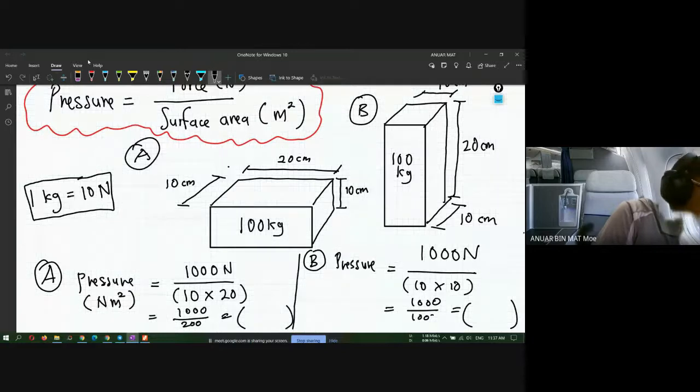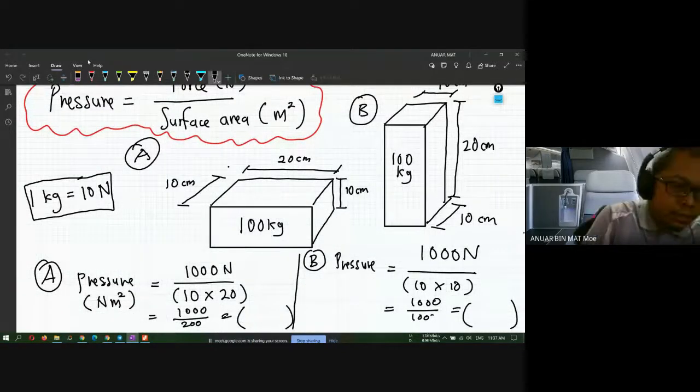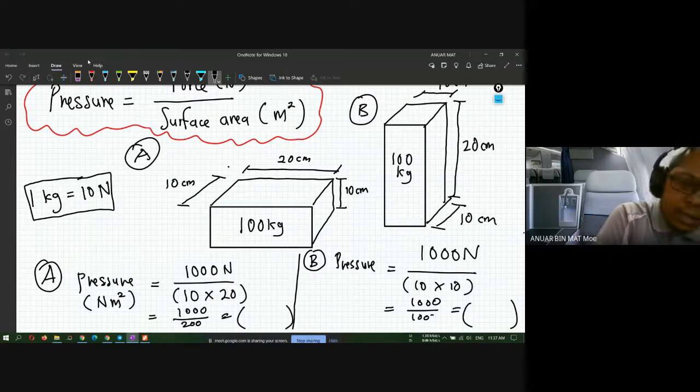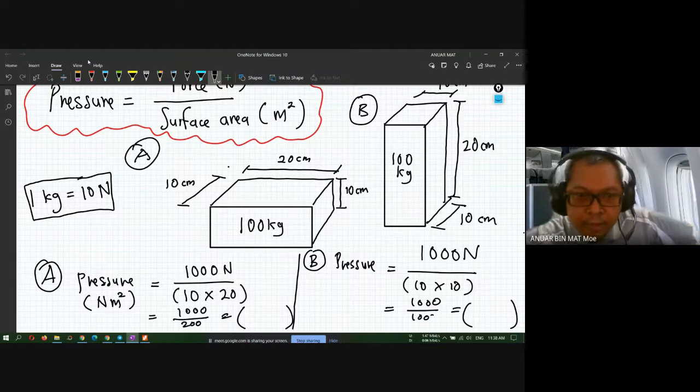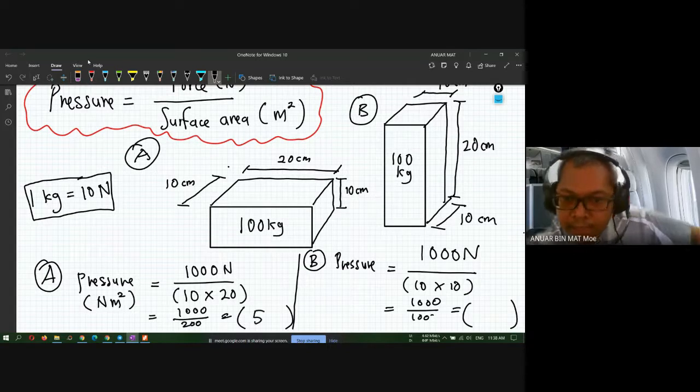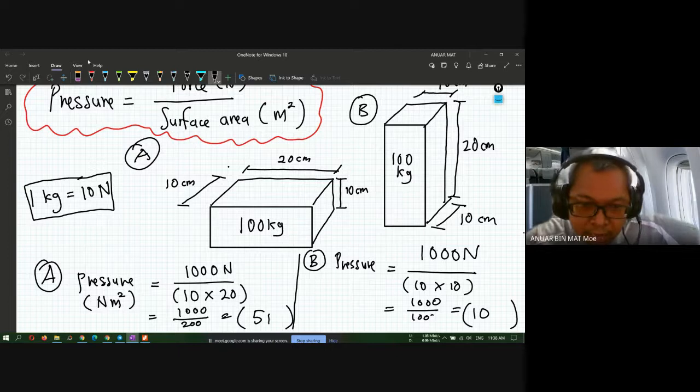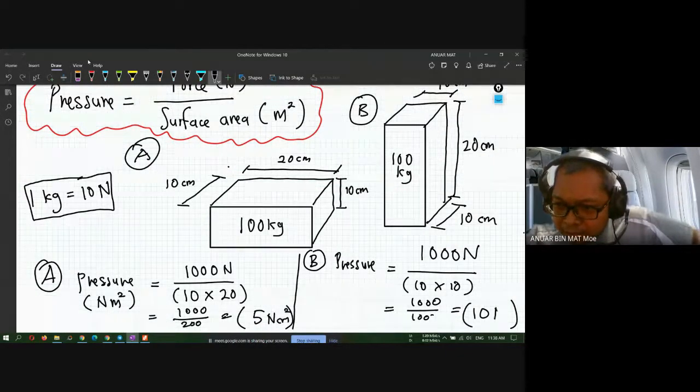1000 divided by 200, 1 is 5. And then 1000, 100. 10. So this is 10. This is 5. This is 5. And then this is 10. Okay. Then you convert. Barulah you convert kepada meter. So this is actually in centimeter square. Nah, 10 Newton centimeter square.